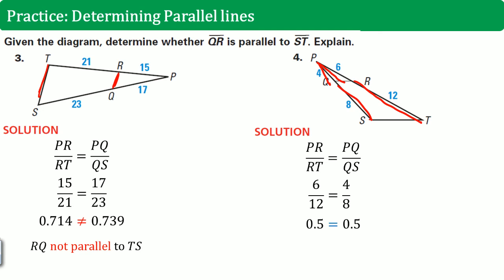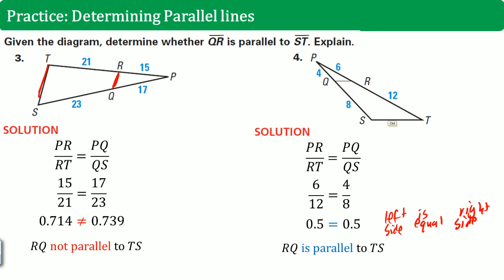So here, the left side is equal to the right side. And the fact that it is equal to the right hand side, we would say that these two lines here, which is RQ, is parallel to TS. Because they're parallel, we draw the parallel symbols here with the arrows. Good?